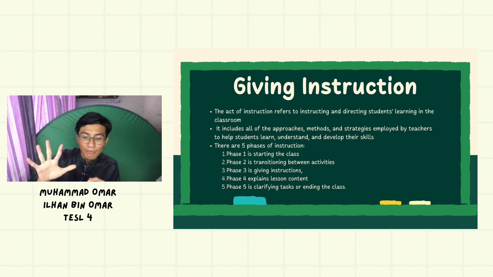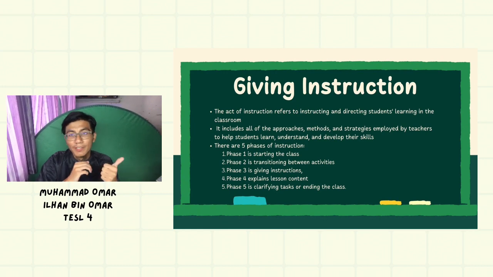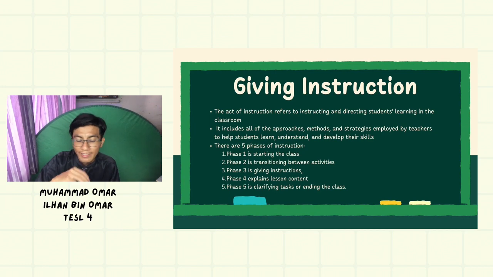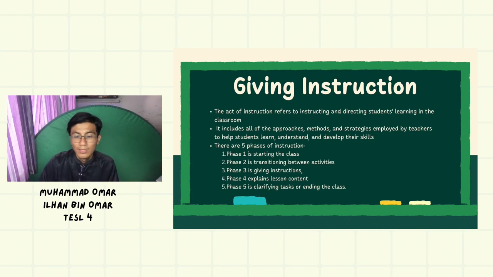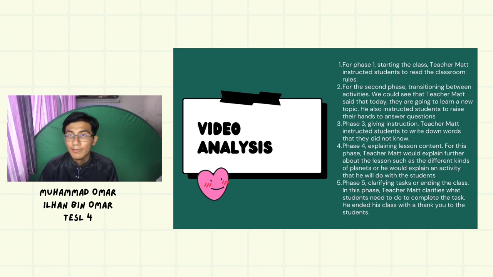There are 5 phases of instruction, namely phase 1, starting the class, phase 2, transitioning between activities, phase 3, giving instruction, phase 4 is explaining lesson content, and phase 5, clarifying tasks or ending the class. Next, we will move on to the video analysis. In the video, we can see that Teacher Matt implemented all instruction for each phase.